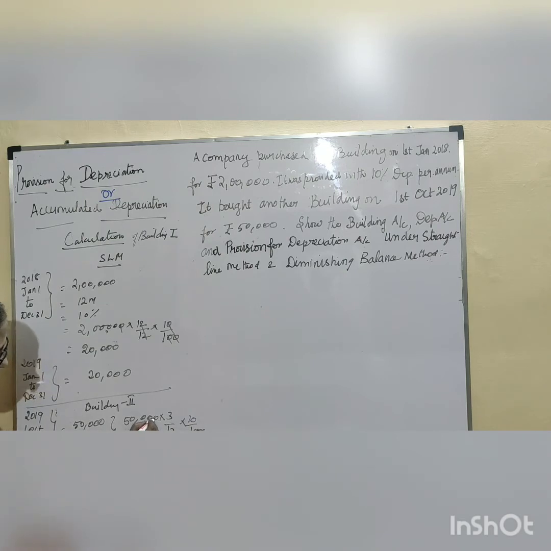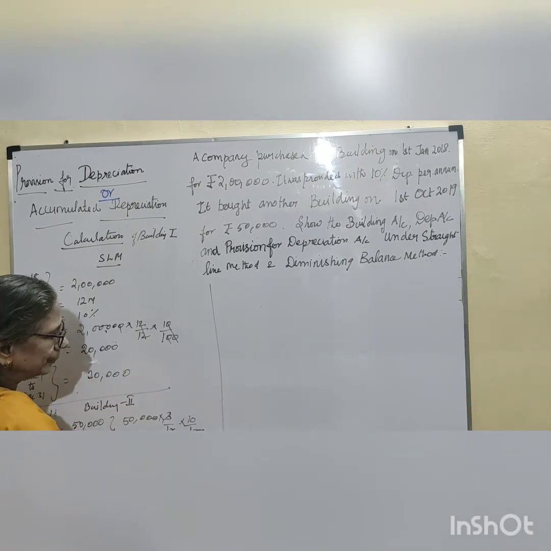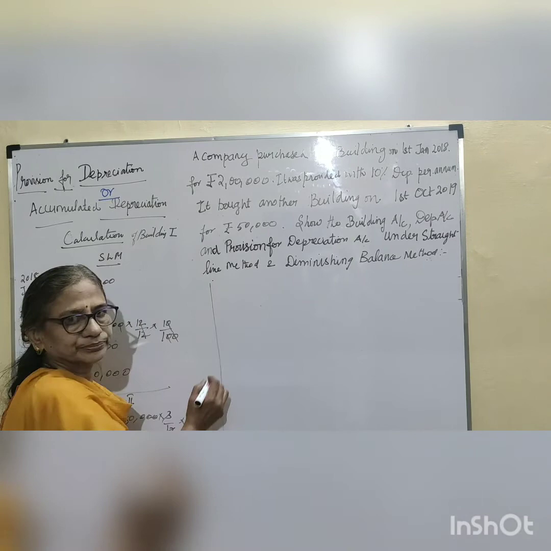These two zeros get cancelled. This goes 4 times, and we calculate 5,000 divided by 4, 1 time, 2 times, 1,250 is the depreciation of the second building for the second year. Now let us calculate under the diminishing balance method.